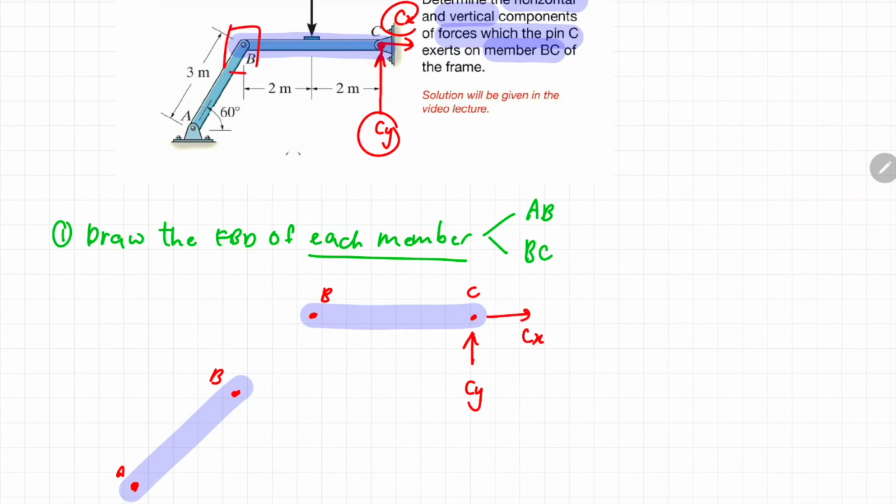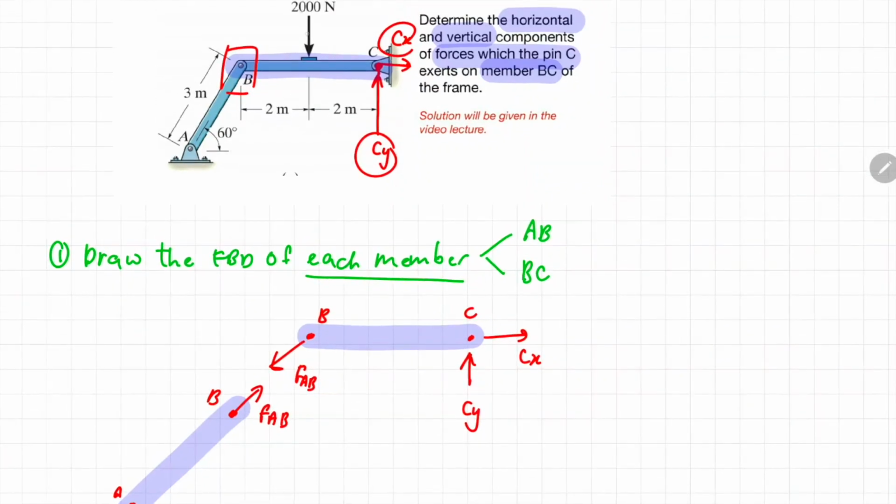Okay, and then if you look at joint B, it connects between member AB and member BC. So if there's a connection kind of joint over there, then the direction of the force would depend on the neighboring member. Okay, the direction of the neighboring member. So I'm going to call this FAB, and the reaction force at the other member would be in the same magnitude but with a different direction like this. Okay, and then don't forget this downward vertical force of 2000 Newton in the middle of member BC.